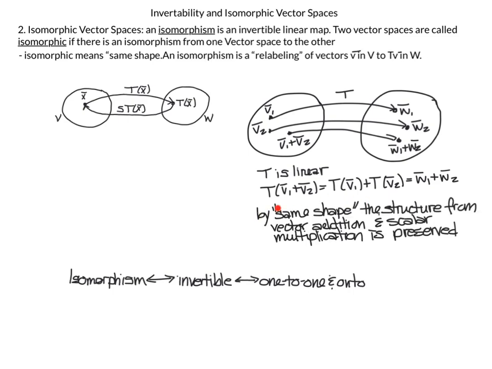So when we say same shape, that means the structure that we have from vector addition and scalar multiplication is preserved, so that the different vectors in each vector space, when they're matched up, their addition and scalar multiplications are matched up so that they're preserved one-to-one and onto. And again, an isomorphism is equivalent to being invertible, and being invertible is equivalent to being one-to-one and onto.